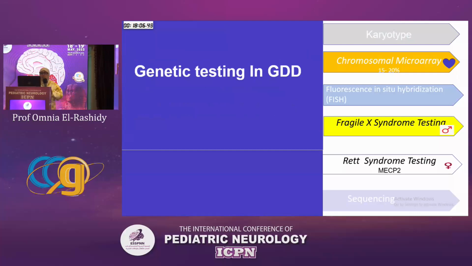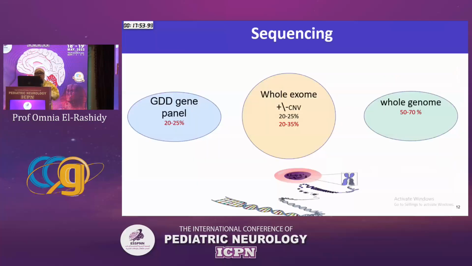Genetic testing, karyotype and chromosomal microarray may detect up to 15 to 20% of the cases. The FISH technique is not used in Egypt now. Fragile X, as I said, Rett syndrome, as I said, and sequencing. This is the yield of each test. Global developmental delay gene panel, 20 to 25%, whole exome 20 to 35%, whole genome sequencing 50 to 70%, and this is in this paper from 2023.